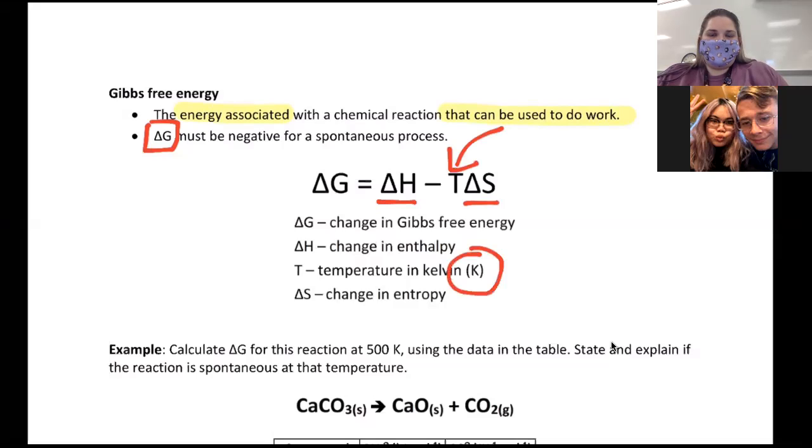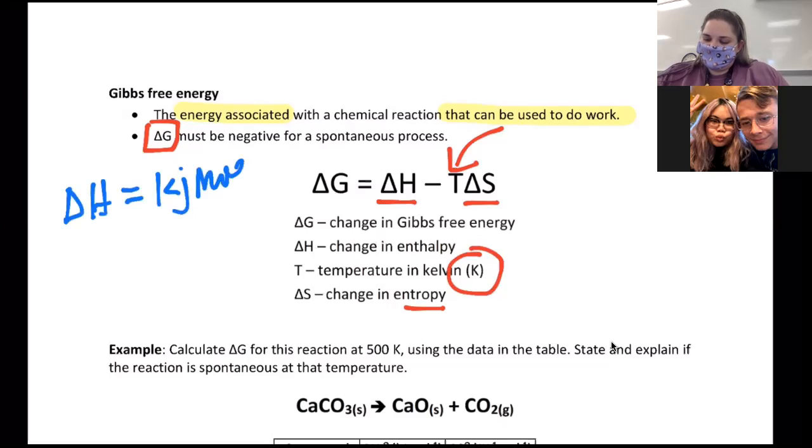The one thing you do want to be cautious of, though, is this delta S. Entropy, remember, has different units than enthalpy. Because whenever I have enthalpy, delta H, that's always going to be kilojoules per mole, so it's kilojoules times mole to the -1. Well, when I have entropy, like we talked about last time, delta S is joules per Kelvin mole. So it's joules per Kelvin and then per mole.